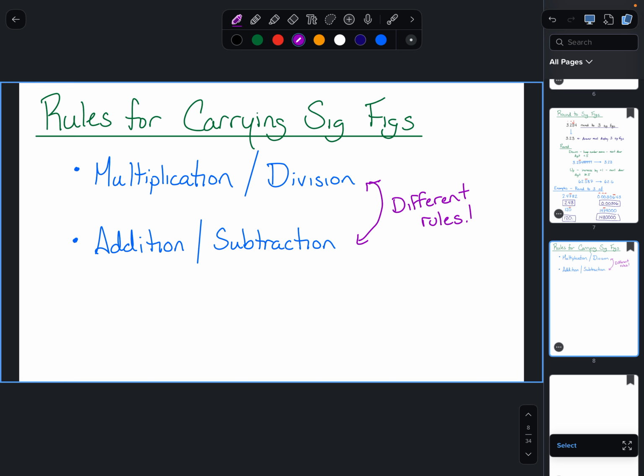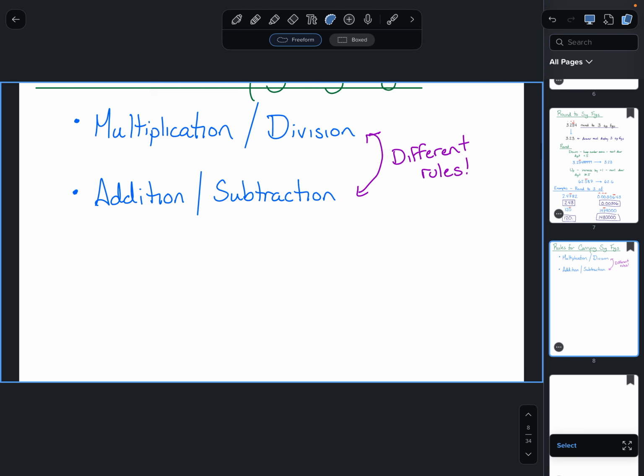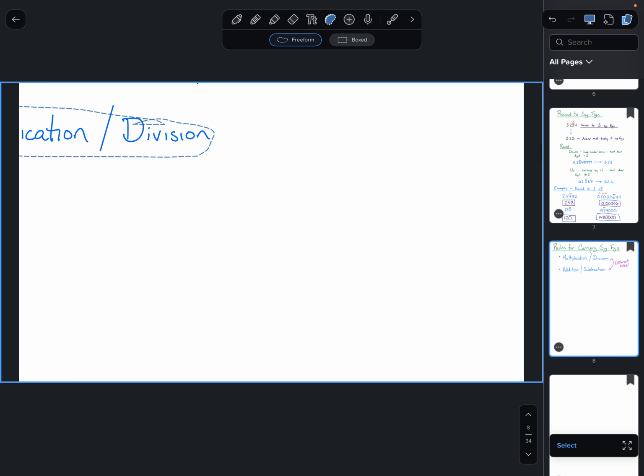All right, the number one mistake that people make when they're doing sig figs is to apply the rules for multiplication and division to an addition subtraction problem, right? The rules are going to depend on what your operation is. So we got to first pay attention to what operation it is, then we apply those rules, okay? So the easier of the two are our multiplication division rules. So let's go through those first.